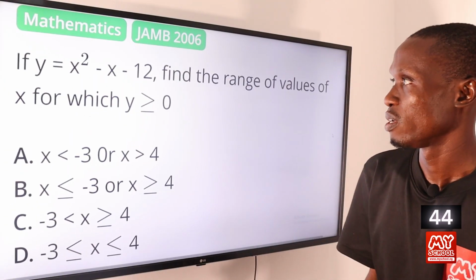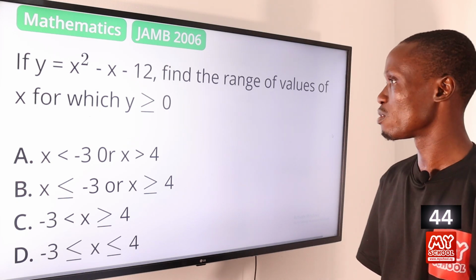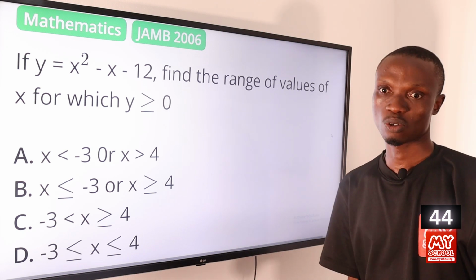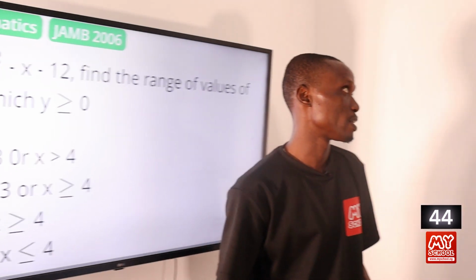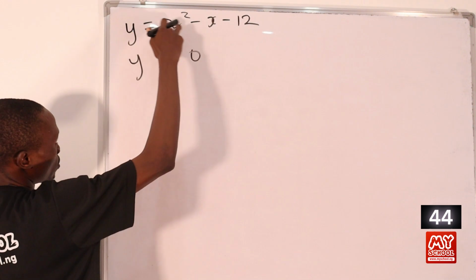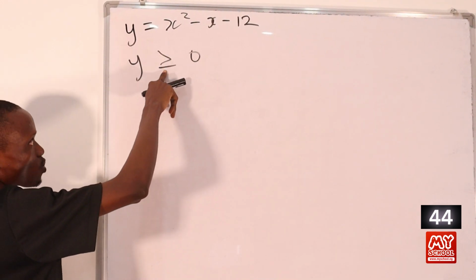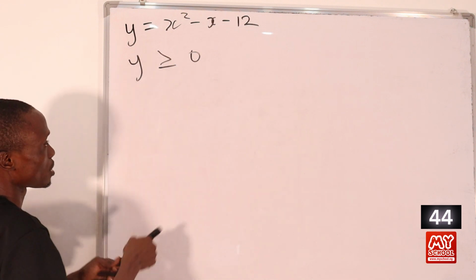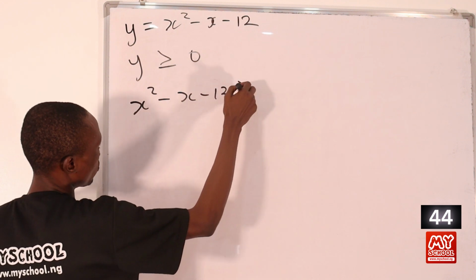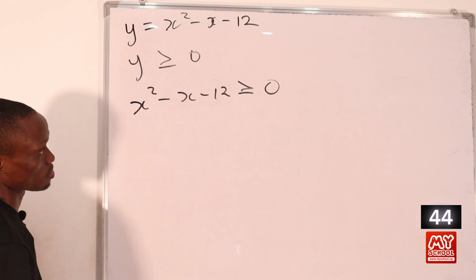Question 44. If y is equals to x square minus x minus 12, find the range of values of x for which y is greater than or equal to 0. So let's move over to the board to provide answer to this question. So this is the question that is given to us, but we are told that y is greater than or equal to 0. So in this case, x squared minus x minus 12 will be greater than or equal to 0. So this is an inequality, okay, quadratic inequality.